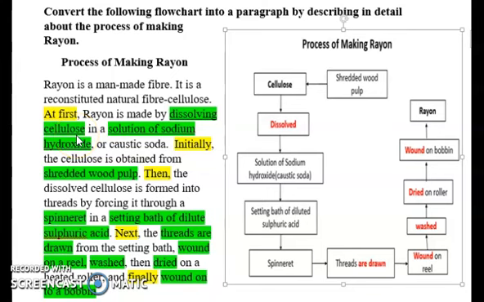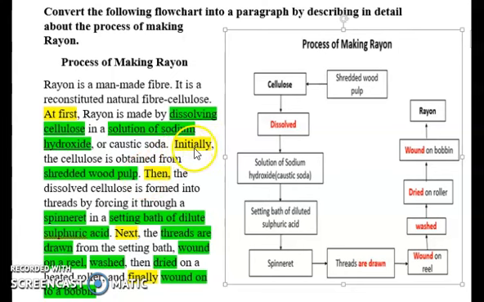At first, what is the first process? Dissolving happens. So at first, rayon is made by dissolving cellulose in a solution of sodium hydroxide or caustic soda. So have a look at it. So cellulose is dissolved. So three blocks are explained. And look at the first block. Why did we leave it out? We will not leave it. Initially, the cellulose is obtained from shredded wood pulp.